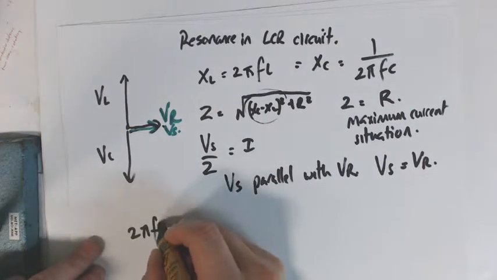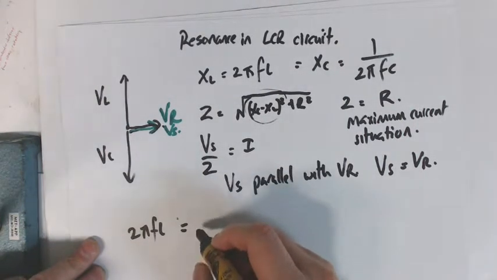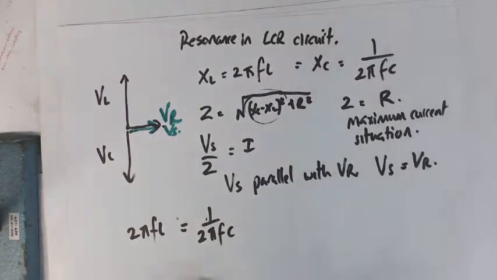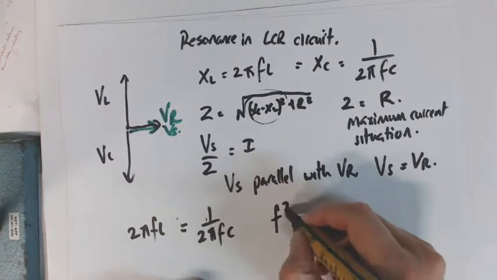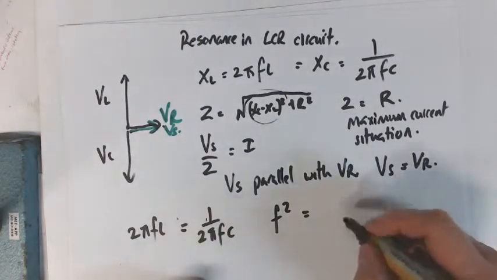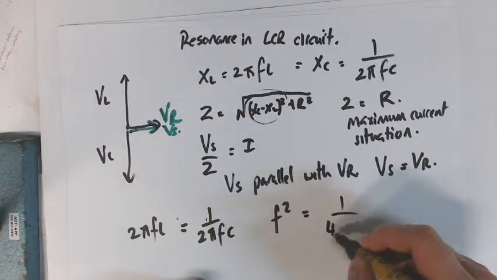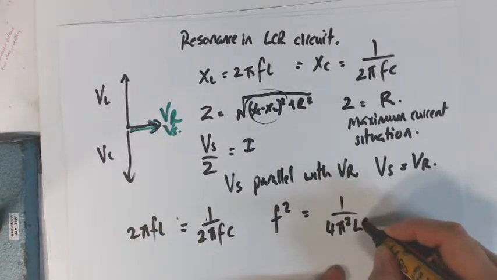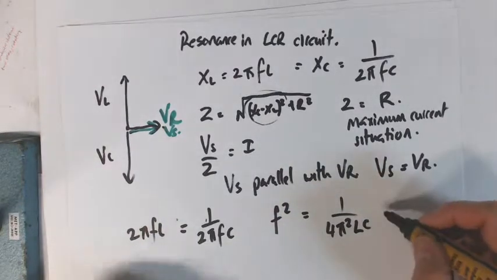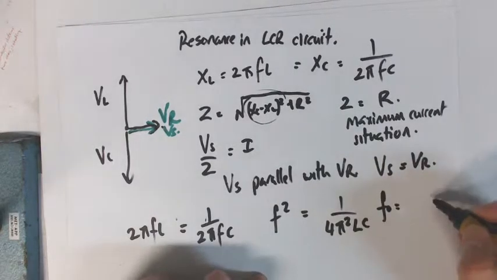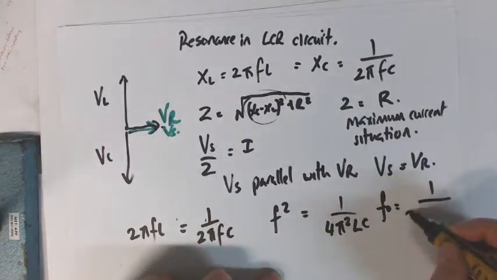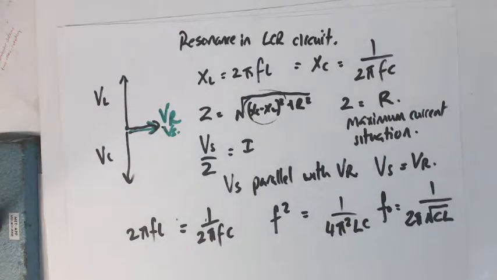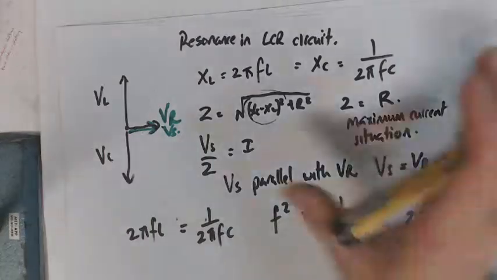2 pi FL must be equal to 1 over 2 pi FC. So if we bring the F's up on that side, F squared must be equal to 1 over 4 pi squared times LC. So F resonance, we'll just call it F naught, must equal 1 over 2 pi square root of LC. And that's our resonance formula. And hopefully you understand it now.